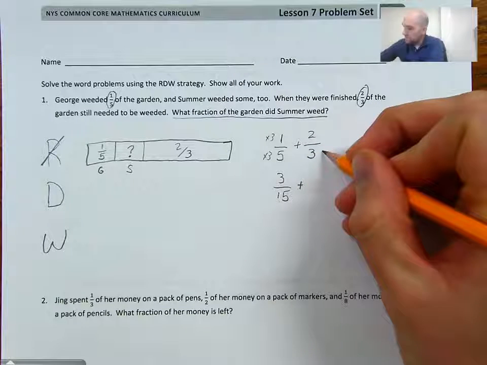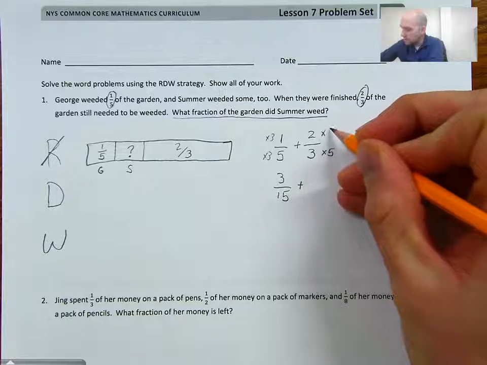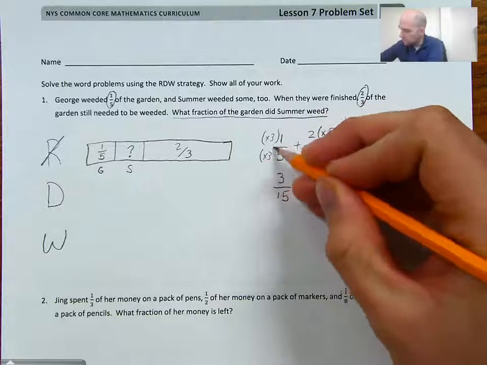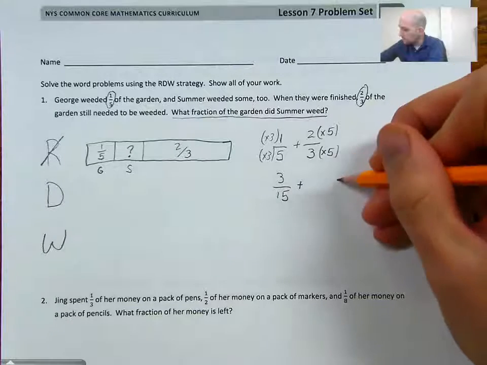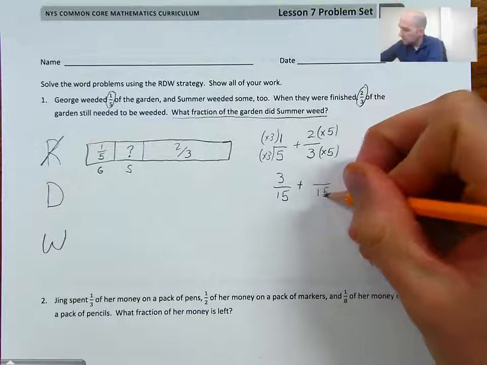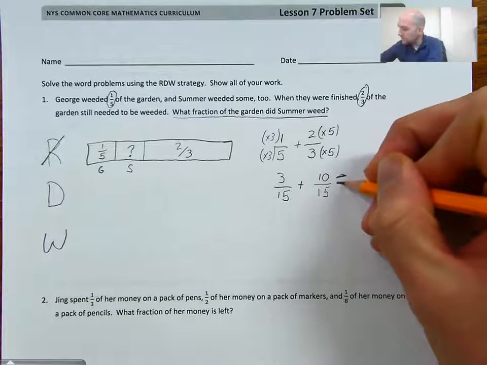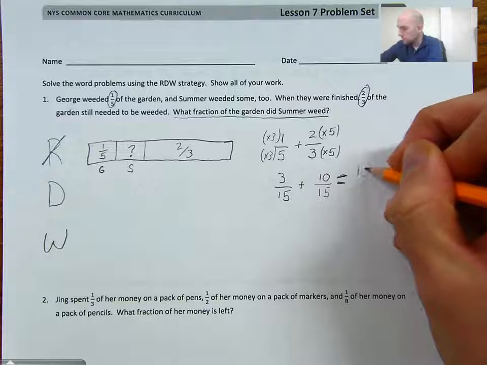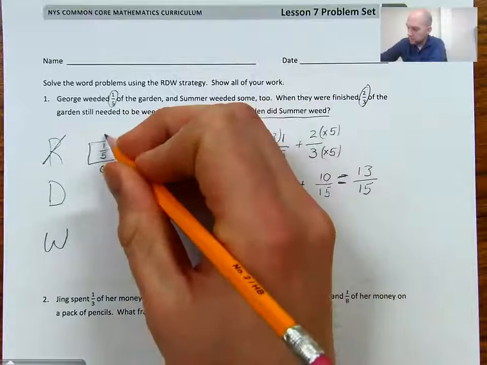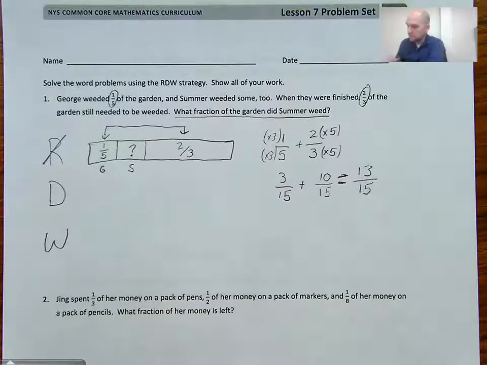To get to 15 on the bottom of this fraction, I'm going to need to multiply my 3 by 5. So I also need to multiply my 2 by 5. A little parentheses here just so we don't get confused. I'm going to get 15, of course, on my denominator, and 2 times 5 is 10. When I add those together, I get 13/15. So this section here plus this section here is 13/15.